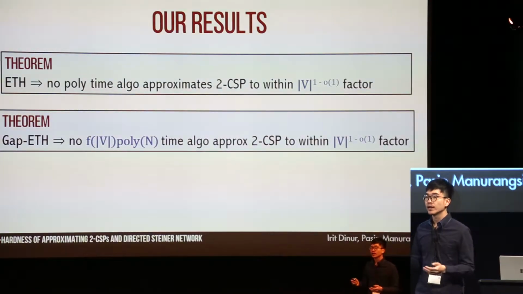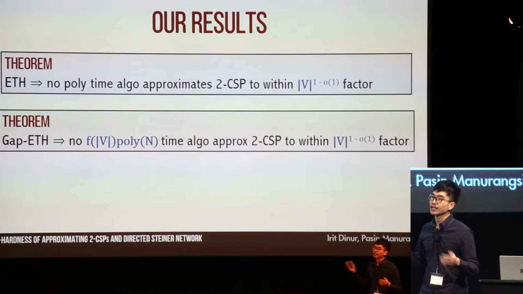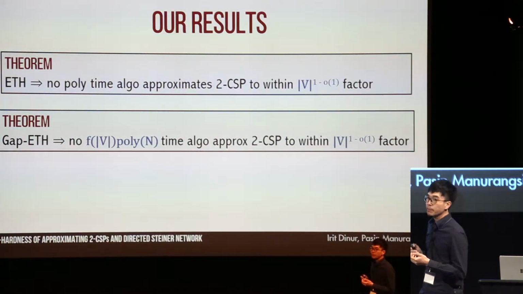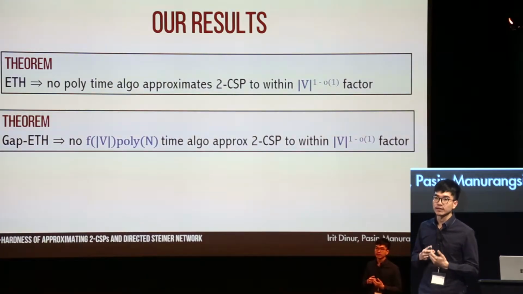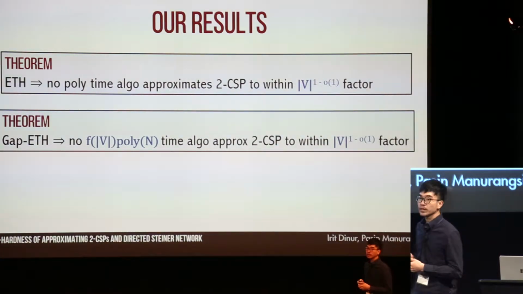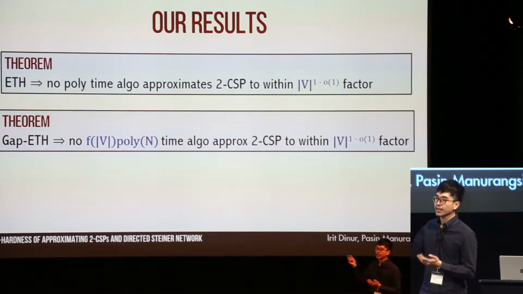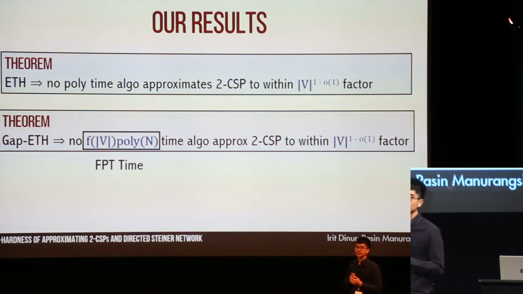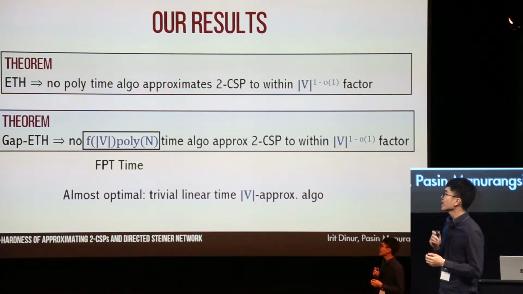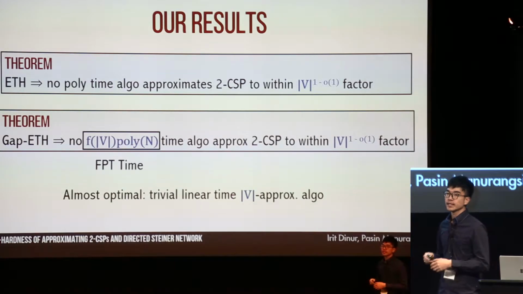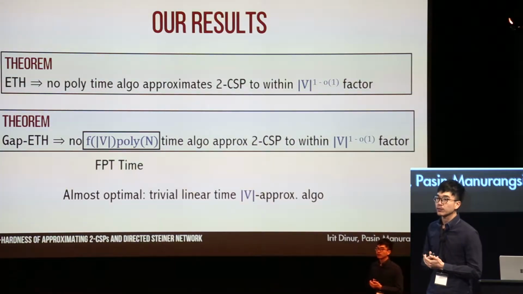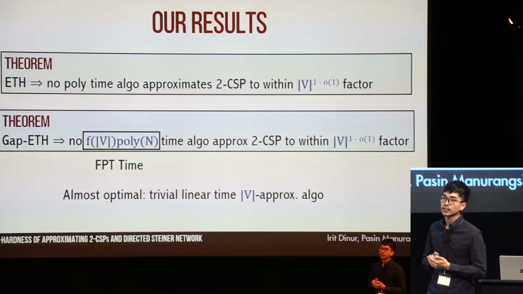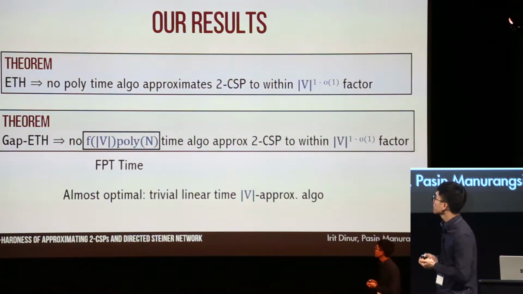This is the regime where the alphabet size is much, much larger than the number of variables, and the running time of the algorithm is allowed to be any function of the number of variables, but only polynomial in the size. So poly(n) times f(V), where f is any function. I will sometimes refer to this as FPT time. Let me note here that these ratios are almost optimum, in the sense that there is a trivial algorithm that can yield a V approximation ratio. So up to the little o(1) in the exponent, this is optimum.